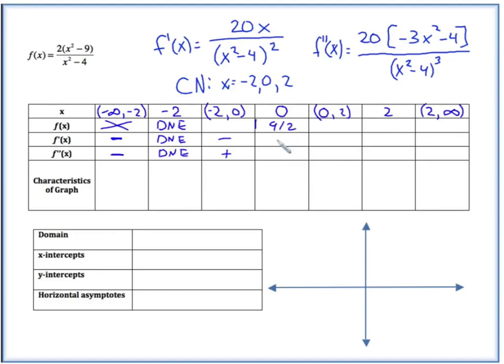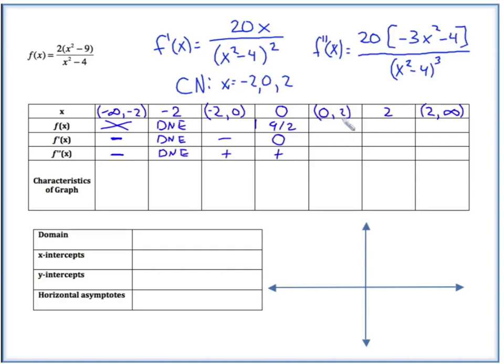Then we already know, since this was a critical number, the first derivative was 0 here. And then our second derivative, if we plug in 0, we would get negative 4 and then negative 4 cubed. Okay, so it looks like a negative over a negative. This is, again, going to be positive.